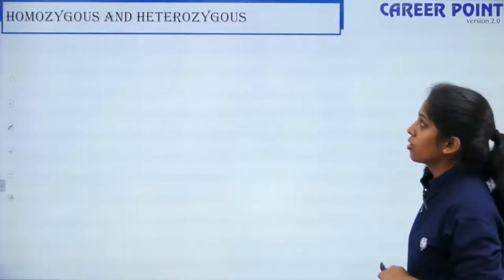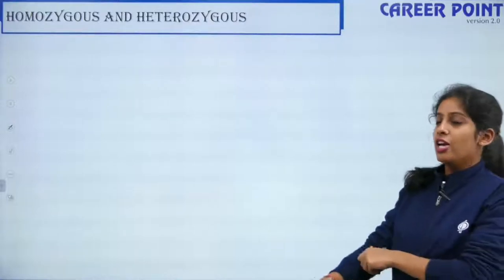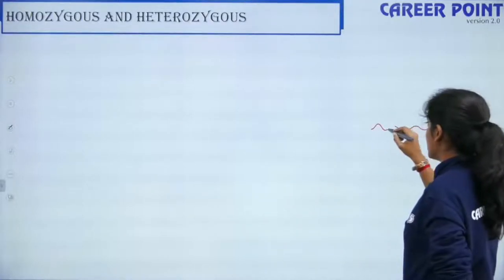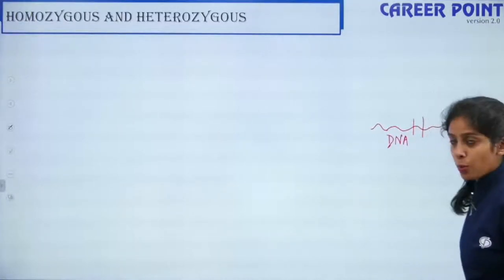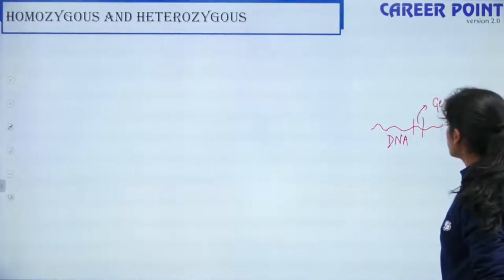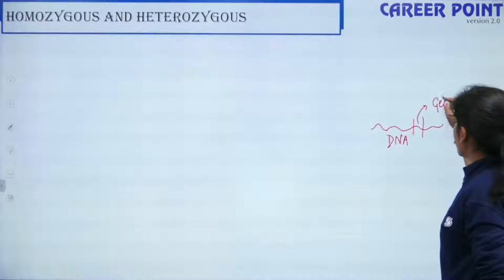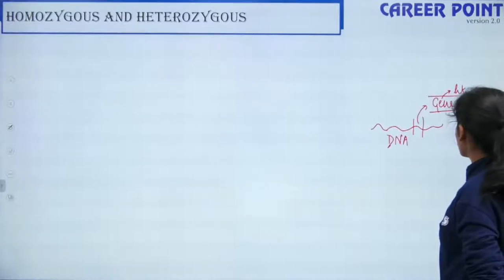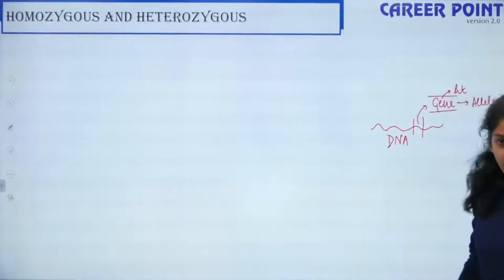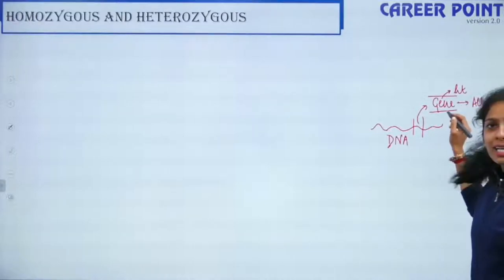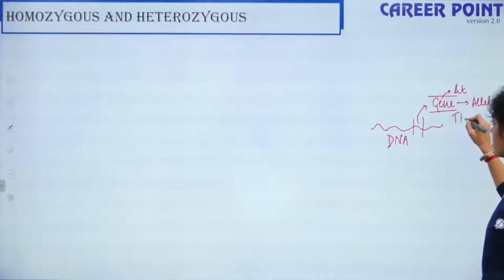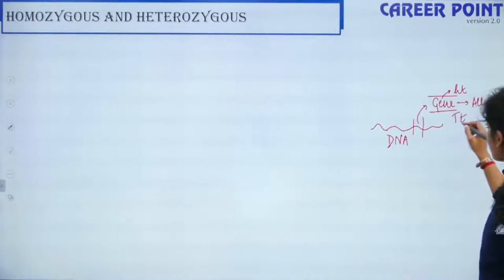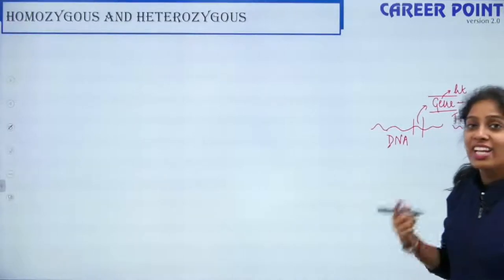Okay, so now we're going to talk about homozygous and heterozygous. Fine. So I told you this is our DNA, and on the DNA we have a particular sequence that codes for a particular product. So this is known as your gene, right? So say for example, I have a gene that codes for height. So a gene will have alleles, right? So the alleles are a pair. Say for example, person A or Shashank has this allele. So the allele is capital T small t, okay? So capital T small t is known as your heterozygous condition.